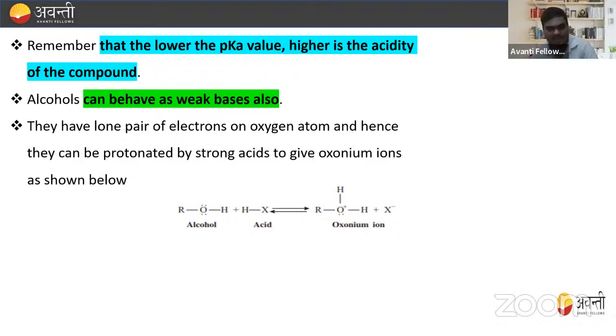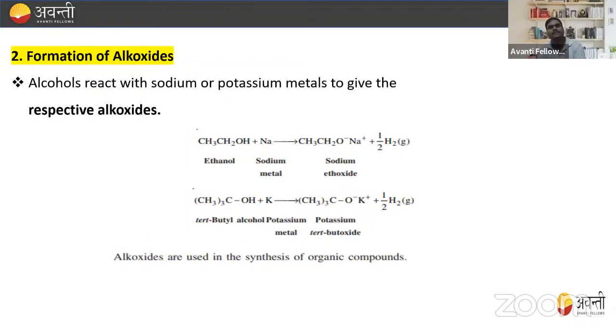Alcohol can behave as a weak base also. They have a lone pair of electrons on the oxygen atom, and hence they can be protonated by a strong acid to give oxonium ion as shown in the figure. For example, in ROH, the alcohol, oxygen has a lone pair of electrons. So when some strong acid comes, it will accept this electron pair and form the oxonium ion, ROH2 positive, with the oxygen having the positive charge. So these are the important properties of this.